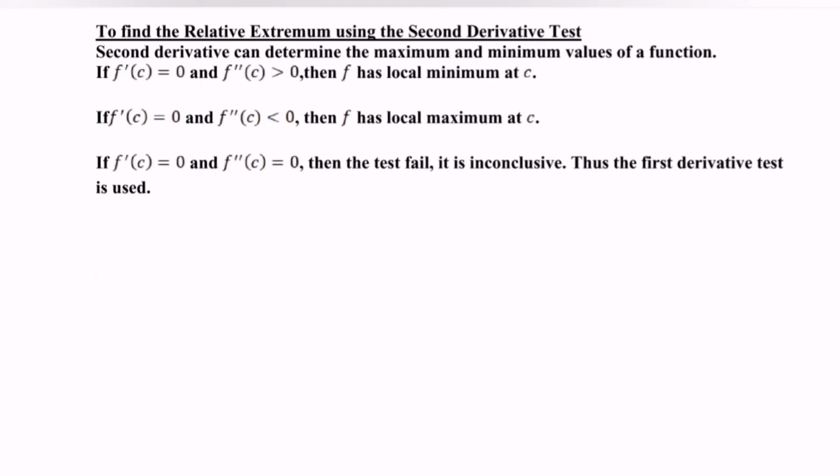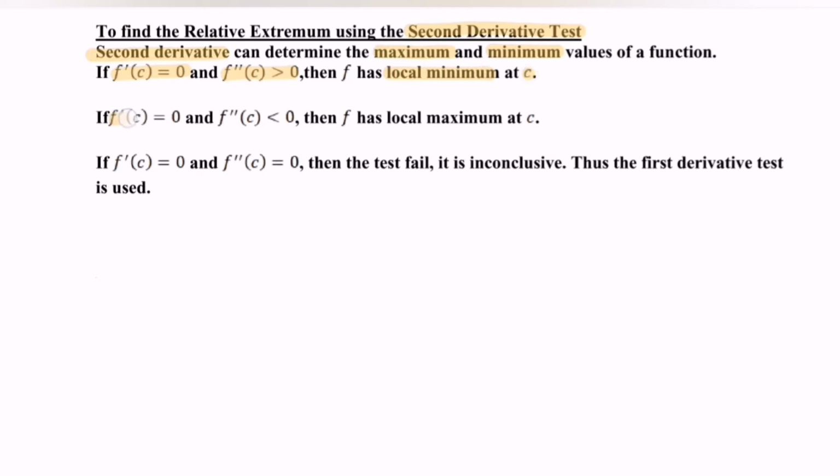Hello everyone, today we are going to discuss the application of differentiation. Here we have the second derivative test. The second derivative can determine the maximum and the minimum value of a function. If f prime c equals 0, which means that we have a critical number or a critical point, and the second derivative is greater than 0, then f has a local minimum at c.